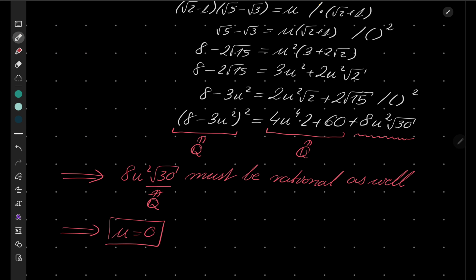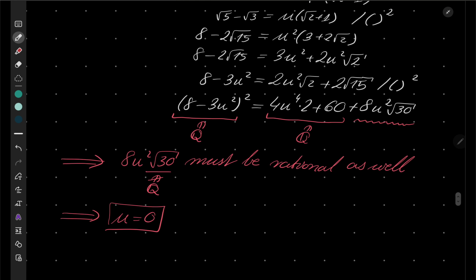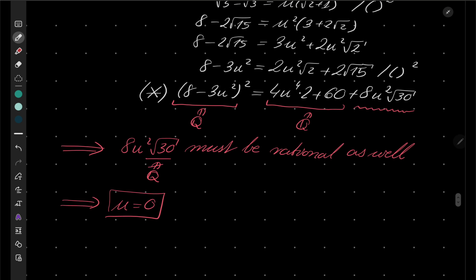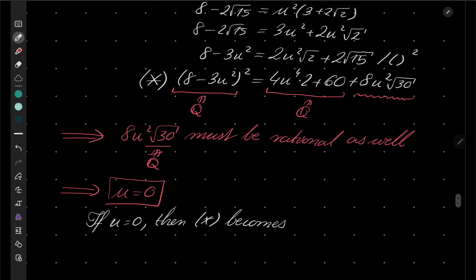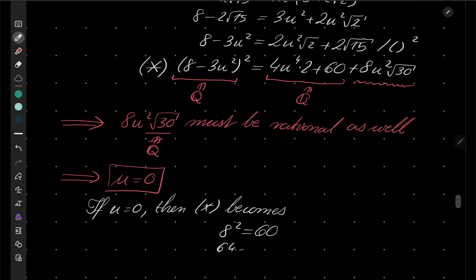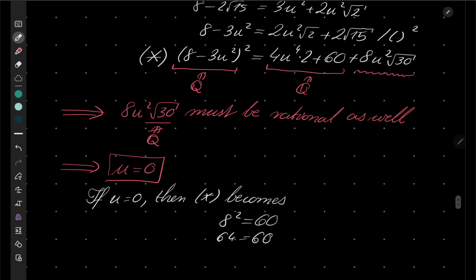But can it really be 0? No, because if we plug in 0 to the equation which I marked with an asterisk, so if u equals 0, then the asterisk equation becomes 8 squared equals 0 plus 60 plus 0, 60. 64 equals 60. It's clearly an impossible contradiction. So it's a contradiction.